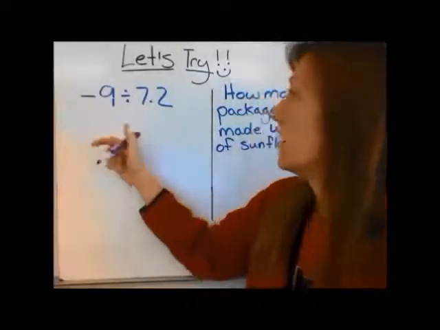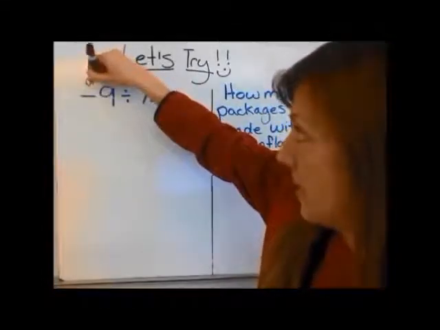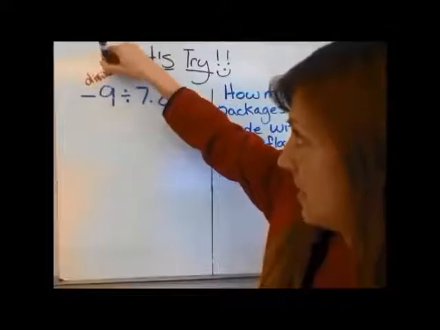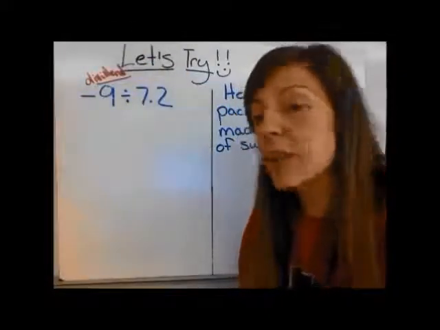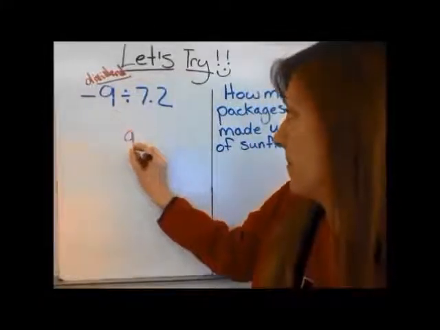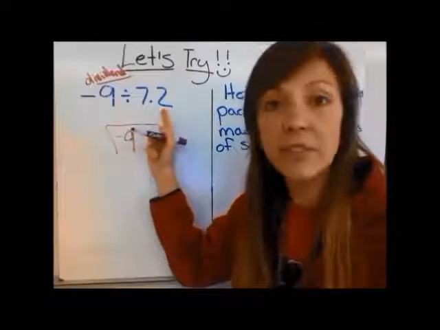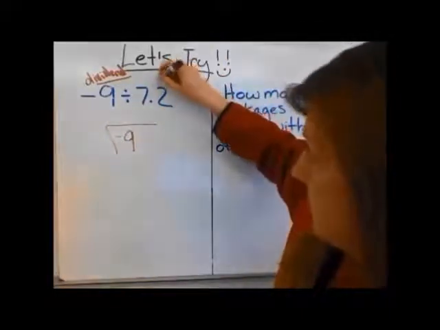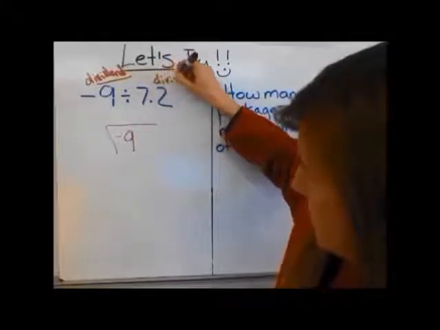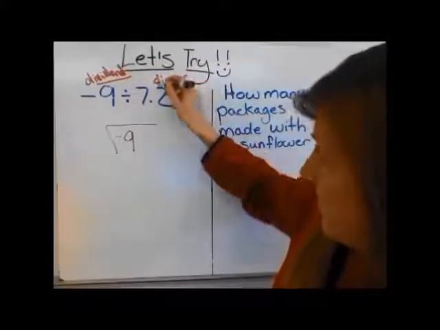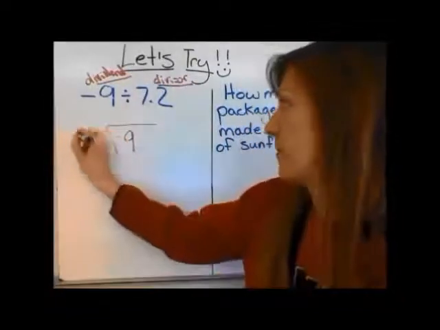-9 is my dividend. It's going to go in the house. And 7 2/10 is my divisor, and it will go on the outside of the house.